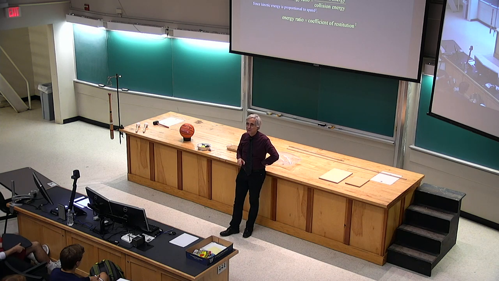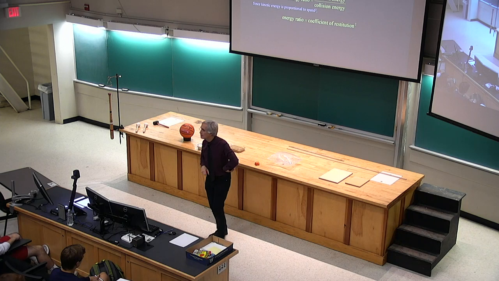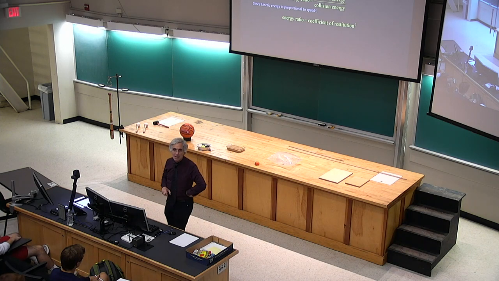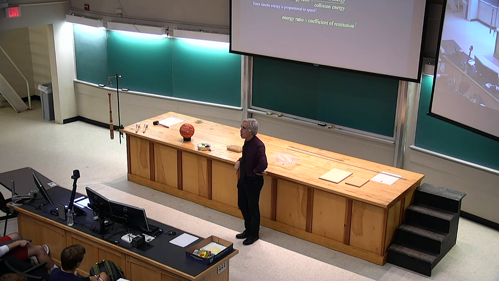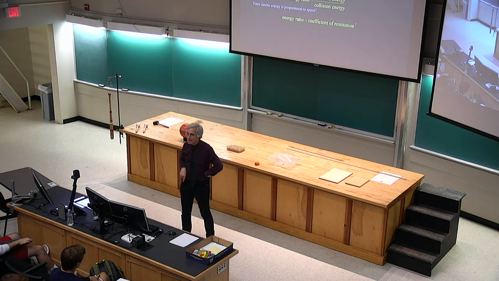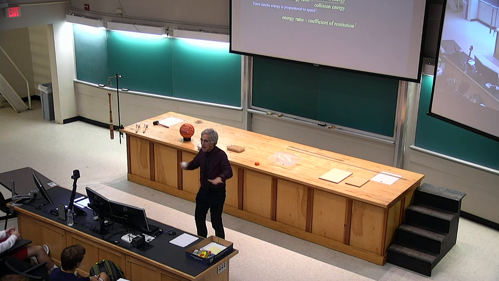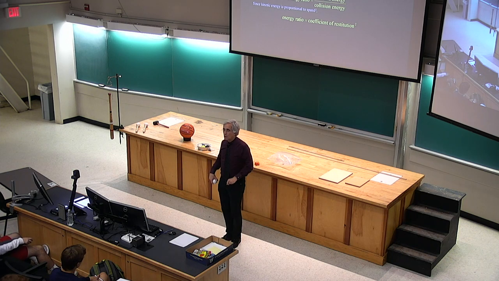Now, those two ratios are different. The coefficient of restitution ratio and the energy ratio are different because speed and kinetic energy are not proportional to one another. Kinetic energy is proportional to speed squared. I've talked about that occasionally in class. It means that if you double the speed of a ball, you quadruple its kinetic energy. The consequence of that is that the coefficient of restitution squared is equal to the energy ratio. You have to square the coefficient of restitution because it's a speed ratio. When you square it, now it's an energy ratio.